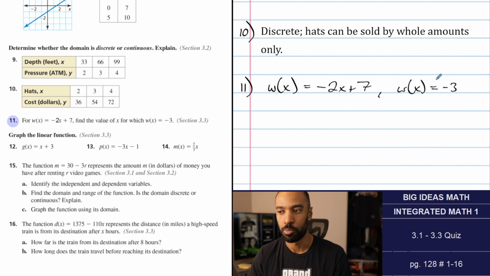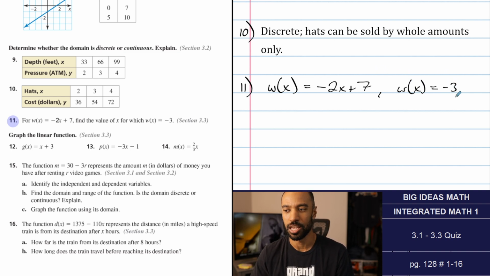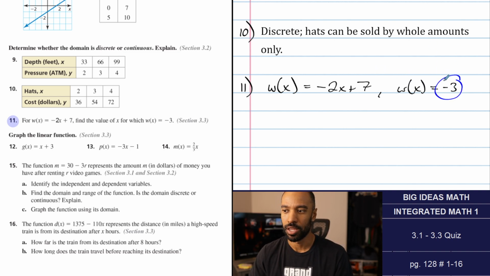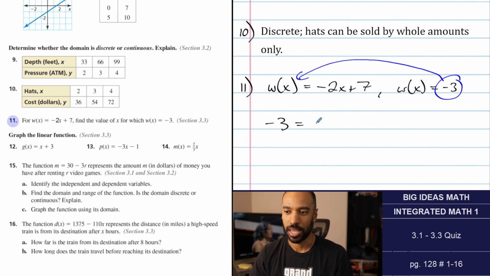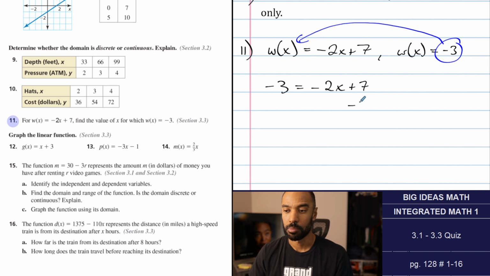Find the value of x for which w of x equals negative 3. It doesn't matter what it says. We're replacing w of x with negative 3, like we'd replace y with negative 3. We're still trying to solve for x. For what input gives us this output? That's the question. This is a simple algebraic solving.